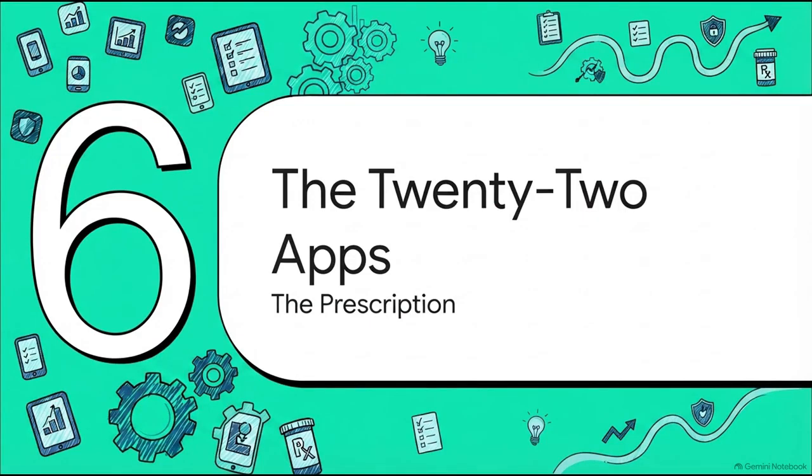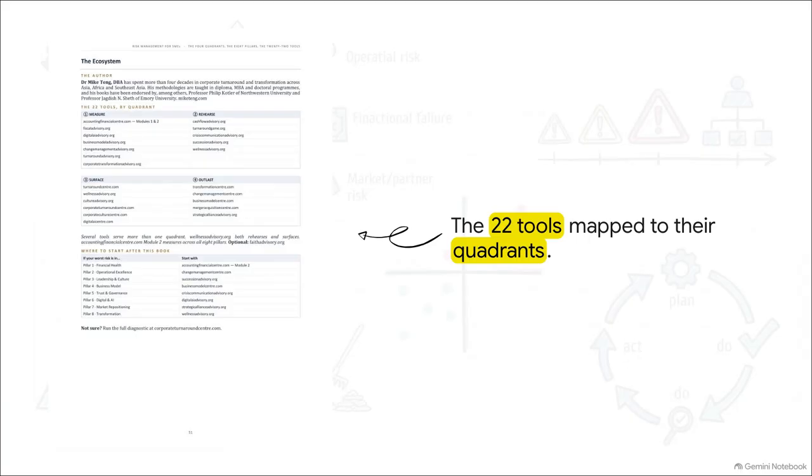Section 6. The 22 apps. The prescription. Okay, so once we've properly diagnosed the illness using the pillars and our triangulation tools, we need a prescription, right? We have to prescribe the right treatment. And here are the 22 ecosystem tools perfectly mapped to those 4 quadrants we talked about. Now, the golden rule here is that a diagnostic won't help you with a risk nobody has bothered to name, and a simulation won't help you with a number you could simply have just measured.